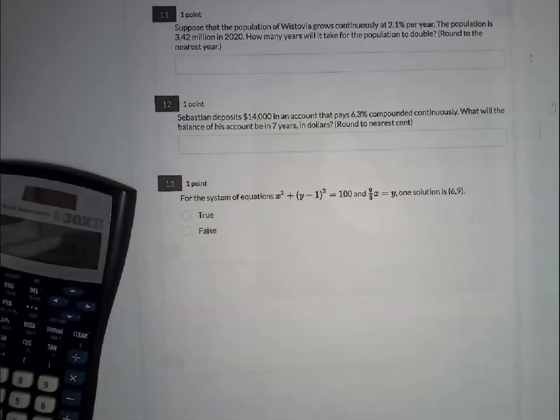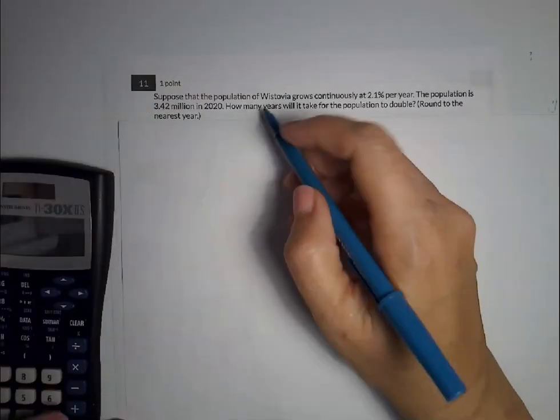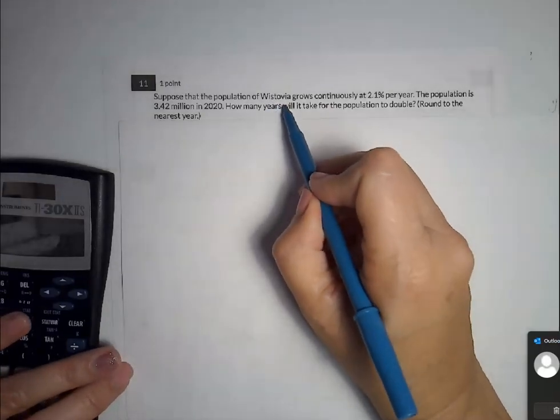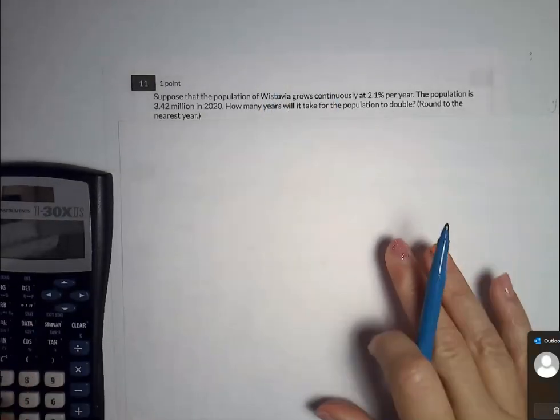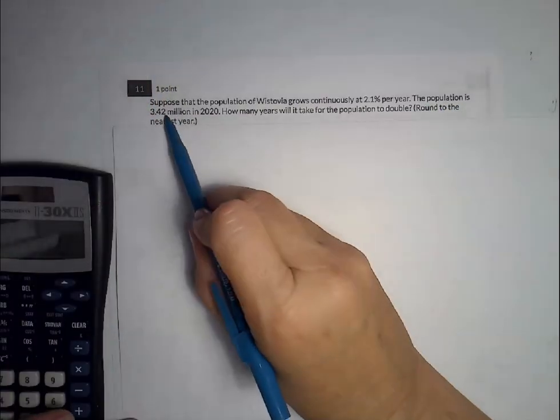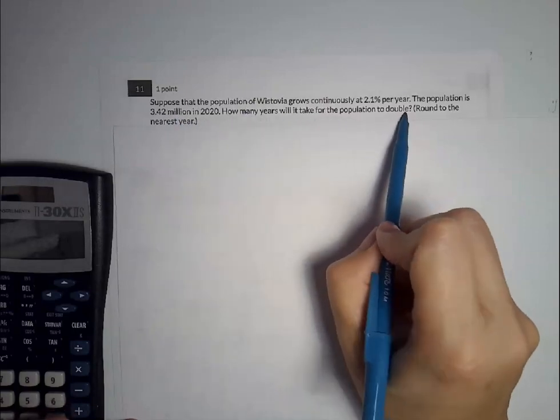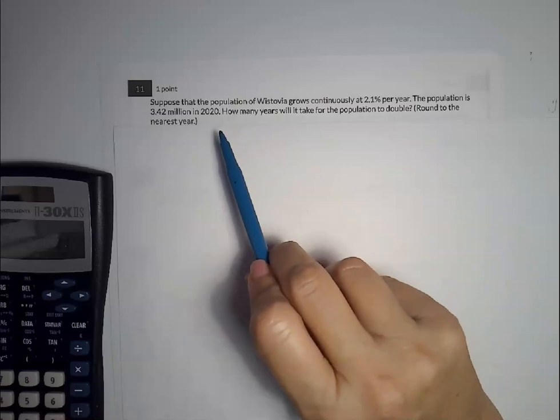Number 11. Suppose that the population of Westovia grows continuously at 2.1% per year. Westovia is a country I made up. It sounds to me like it needs to be in like the Princess Diaries or one of those princess shows you come on like the Hallmark Channel. The population is 3.4 million in 2020. How many years will it take for the population to double? Round to the nearest year.